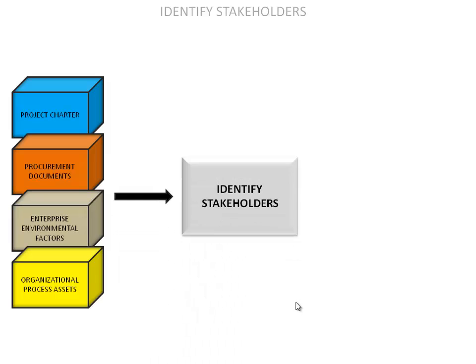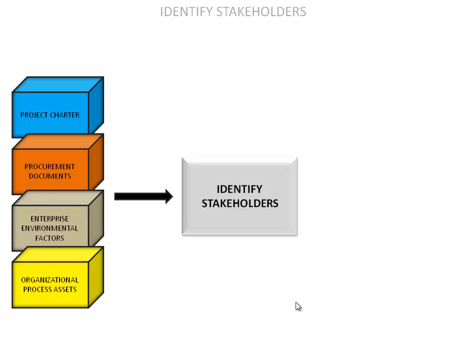Well, you can bank on EEFs and OPAs, can't you? Well, let's take a look. We've got procurement documents, EEFs, and OPAs. Those procurement documents are helpful in that they've got information that might be relevant to stakeholder identification. And if those procurement documents have vendors or contractors or sellers, then that information needs to become an input to identifying your stakeholders. How do you do that? Well, your manager or whoever you report to may have expert judgment that will help you identify stakeholders. He or she might know people that you need to involve in a project.